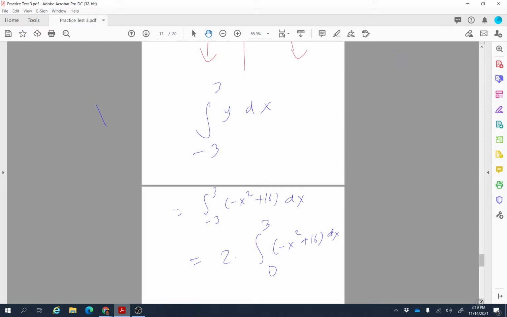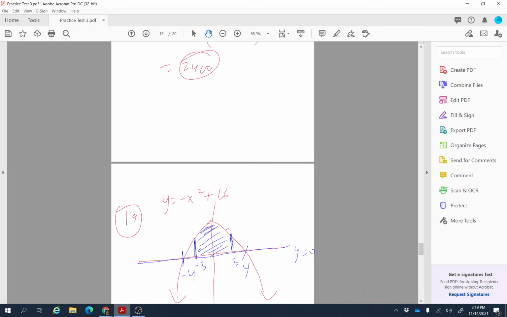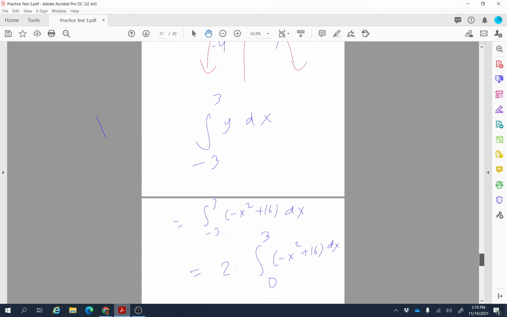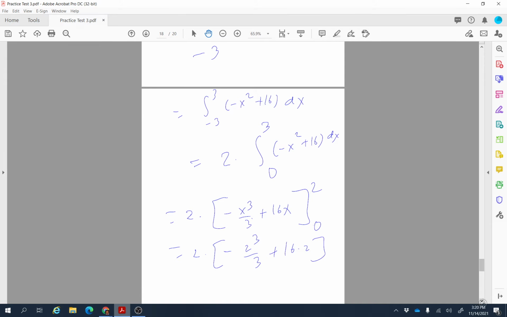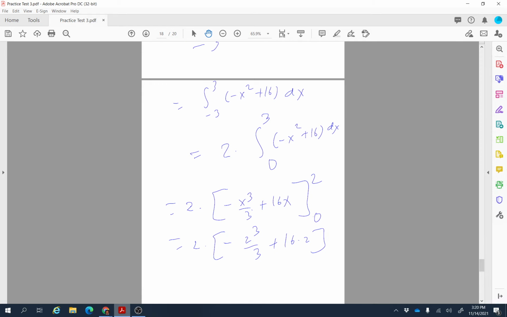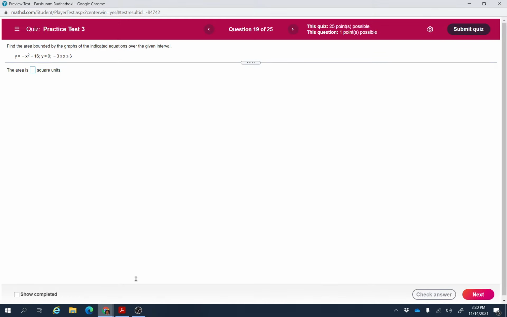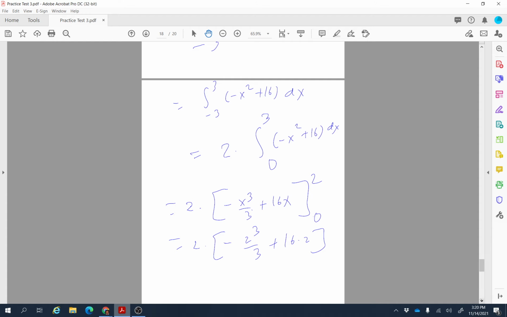Now let's find the integration here, and then use the fundamental theorem of calculus. That will be 2 times the integration, which is negative x cubed over 3 plus 16x, and put value 2 first and then minus 0. Whenever you put 0, everything will be 0, so you don't have to worry about the 0. Just put 2: negative 2 cubed over 3 plus 16 times 2, minus 0. If you try to simplify this, and also look at the instruction, what is the area? Let's find out.